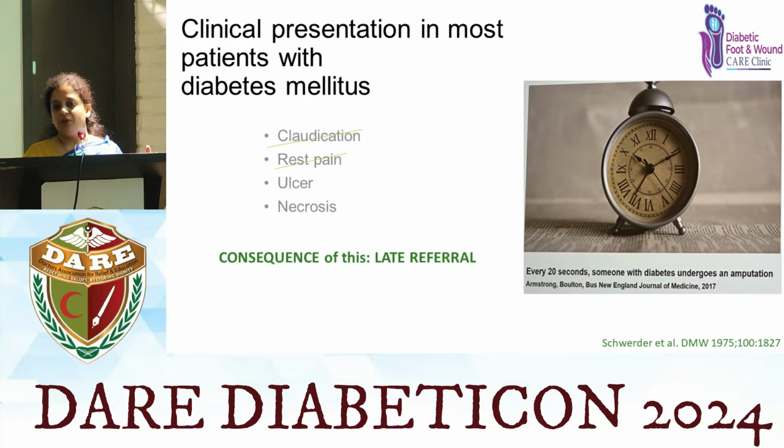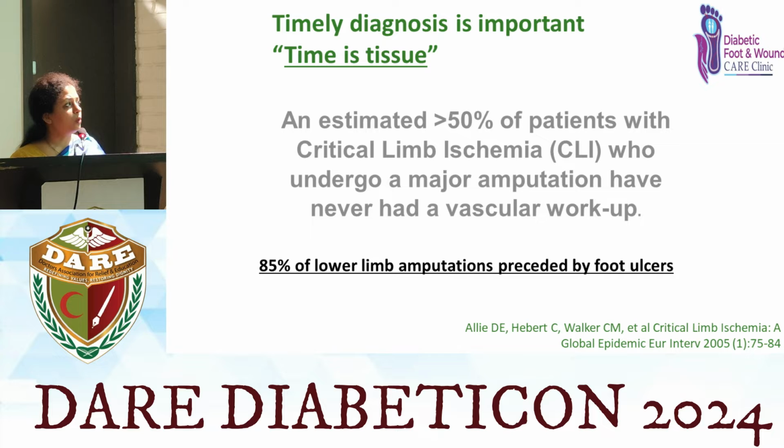The delay in presentation and the delay in referral speaks a lot about the treatment options and the success from the treatment. And it has been seen that more than 50% of patients with critical limb ischemia have undergone major amputation but never had the opportunity to get a vascular workup. So 85% of these amputations are preceded by foot ulcer.